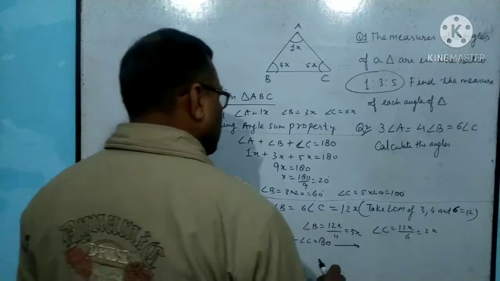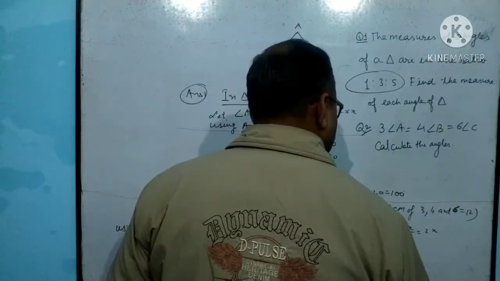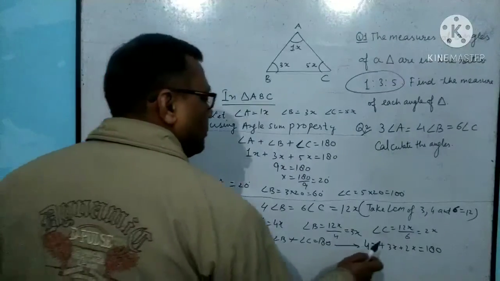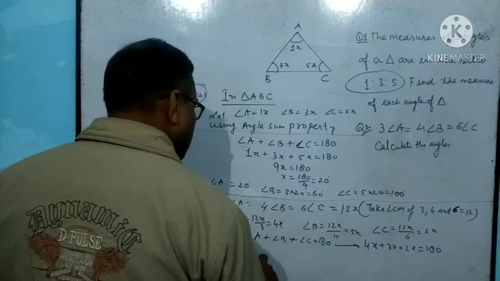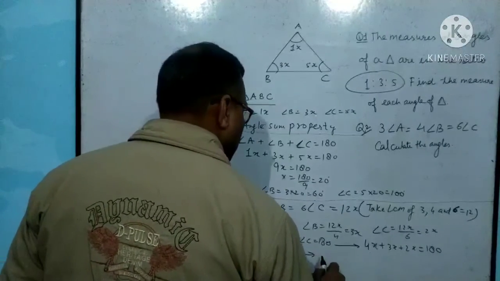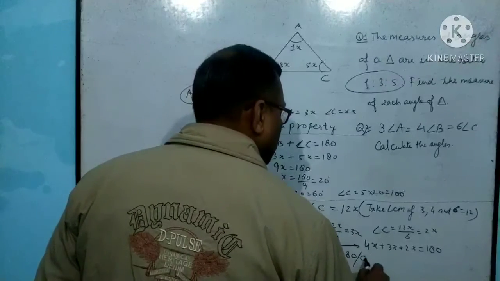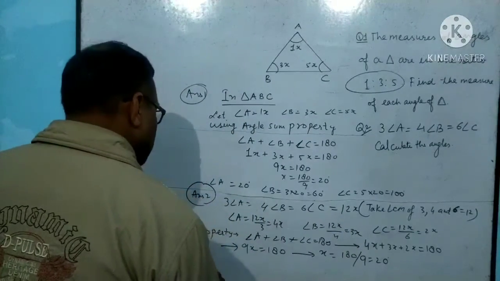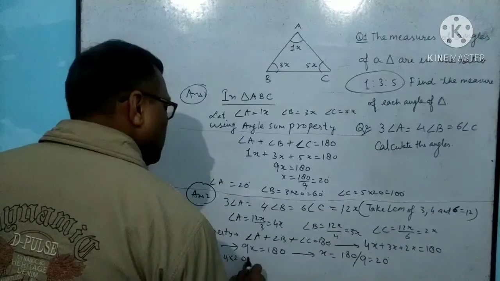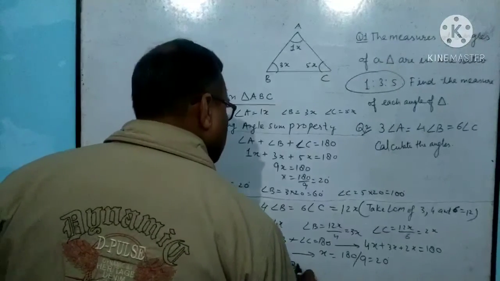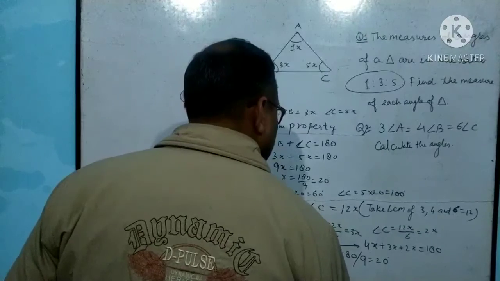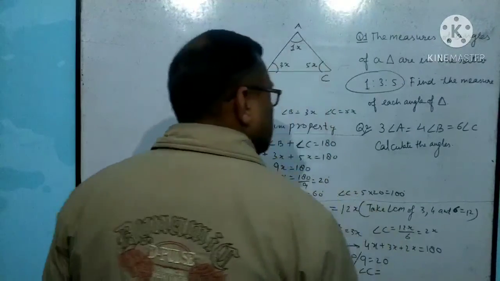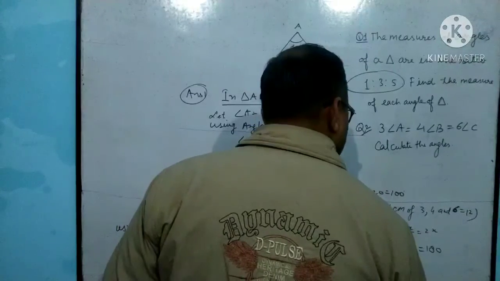Angle A is 4x plus 3x plus 2x becomes 180. Next step, 4 plus 3 plus 2, 9x becomes 180. Next step, x becomes 180 upon 9, which comes to be 20. So we can find angle A as 4x, 4 into 20, that is 80. Angle B as 3x, 3 into 20, that is 60. And angle C as 2x, that is 20 into 2, that is 40.